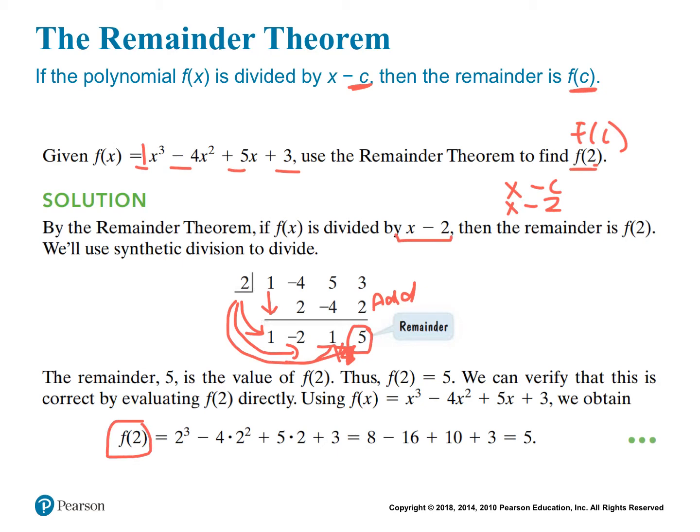So I'm going to go in and put 2's in for all of these x's. So 2 to the third is 8, minus 4 times 2 squared is minus 16, plus 5 times 2 is 10, plus 3, and you get the 5. So we just proved that f of 2 is 5. And that means that when you divide by x minus 2, you're going to get a remainder of 5.